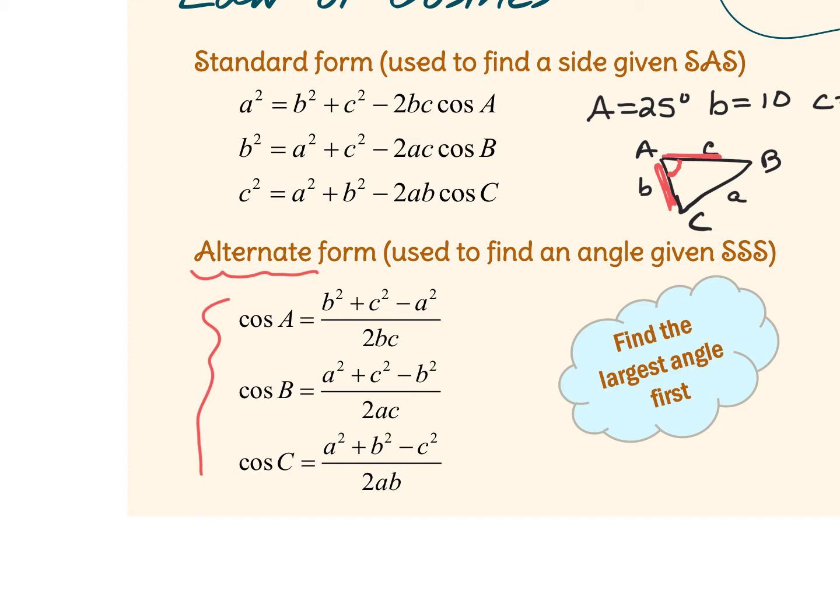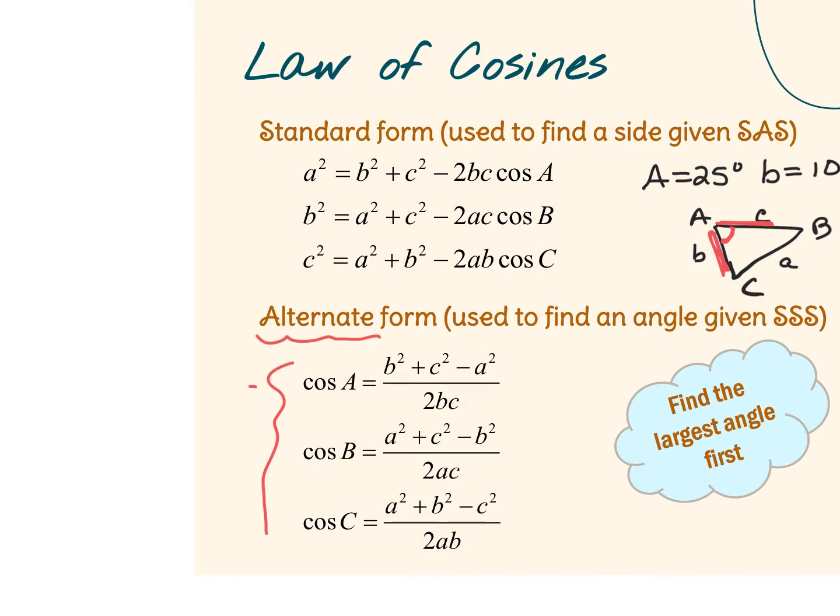All these are just a manipulated version of this. All they did from here to here was solve this equation for cosine A. They just moved the B squared and the C squared over and then divided. So they've already rearranged it for you. Last year when I taught this, I made my students rearrange it. I didn't give them the alternate form ahead of time. So I think this makes it a little bit easier if you start out by using the alternate form when we're solving a side, side, side triangle.